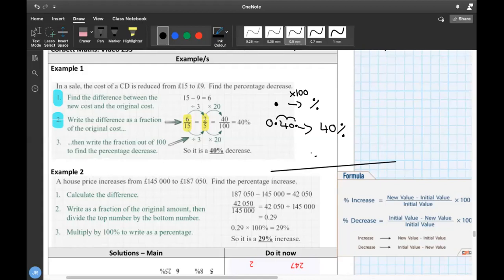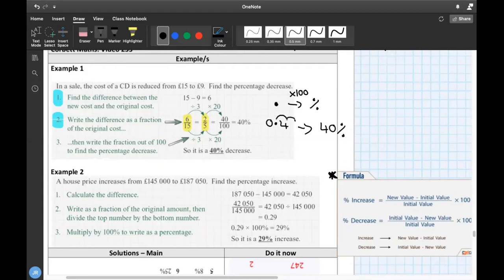Okay. Right, and that's a very similar thing to what they're doing down here with example 2. In example 2, again, they started by calculating the difference. They've made sure that they've calculated the difference first. Once they've calculated the difference, then they've written the new amount divided by the original amount. I think this formula that I've got down here is going to be a more helpful one for you guys to try and remember.